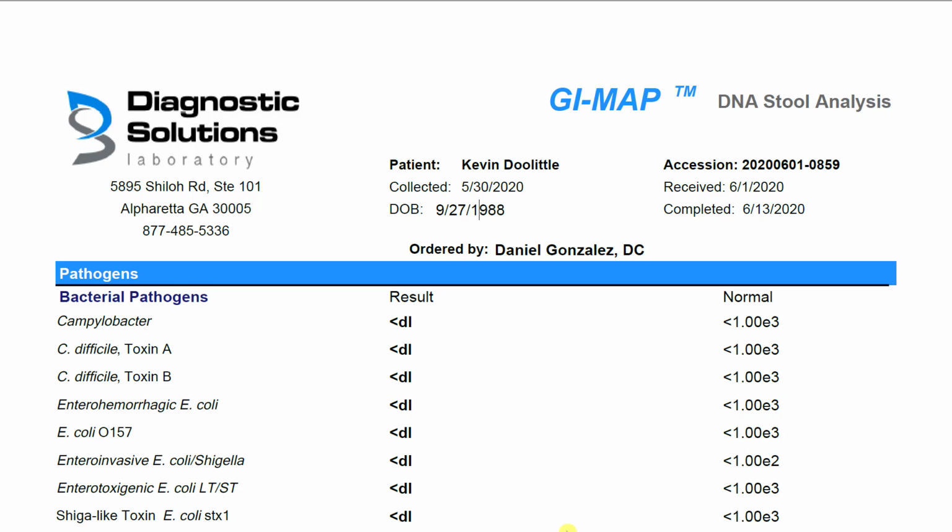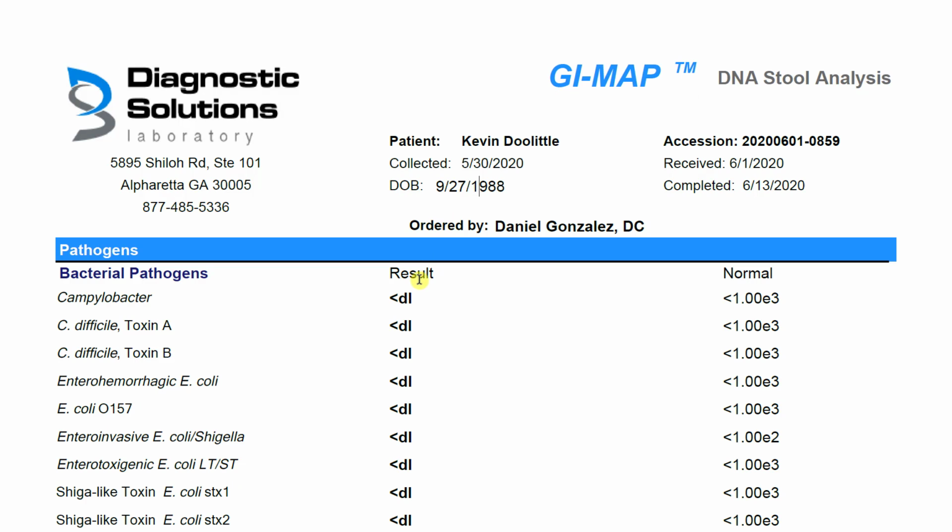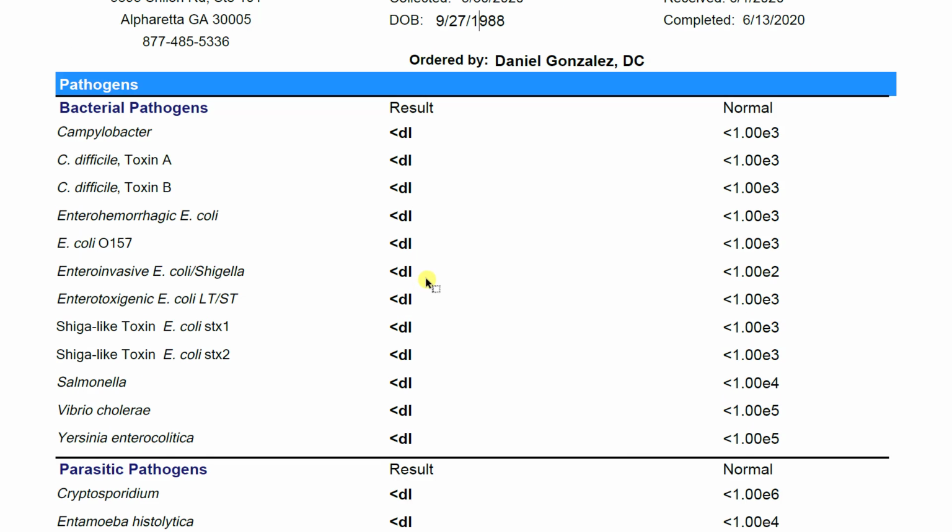This report was generated using stool samples that you submitted to Diagnostic Solutions. They received it on June 1st of this year, 2020, and then the report was available on June 13th of this year, 2020. I do apologize for getting the interpretation to you late. I was out of town and then came back to a bunch of blood chemistry interpretations that I had to get done and sent out, and I'm just now getting to this. But I did attach the report finally, and so hopefully you were able to do some comparisons.